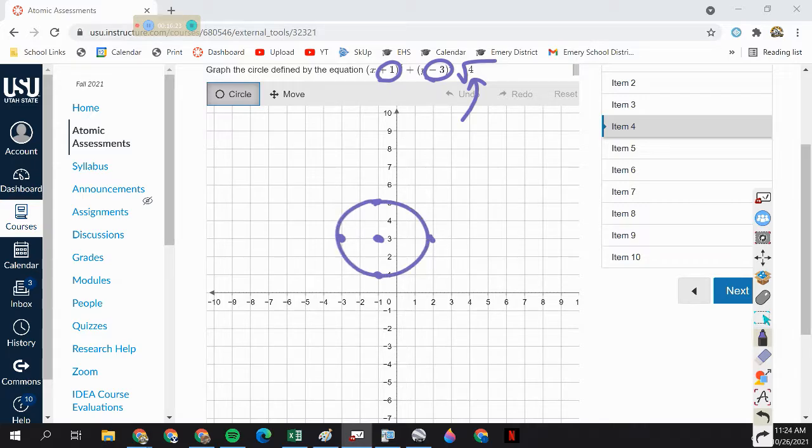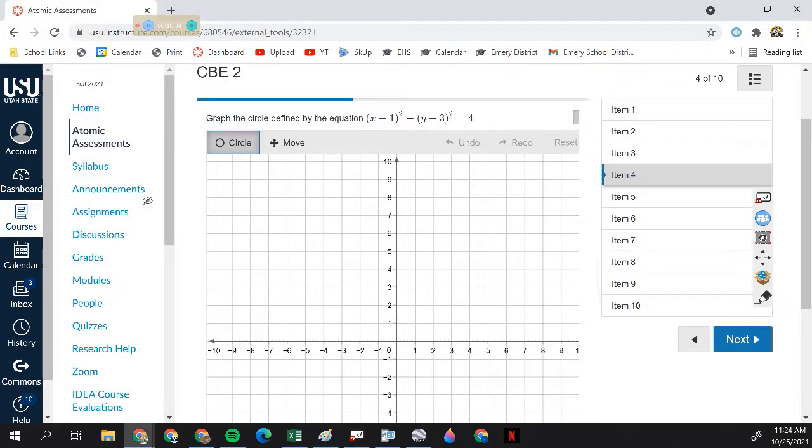And it's actually a lot harder to draw circles than you think. Okay, let's do some more of those. So circles are quite easy.